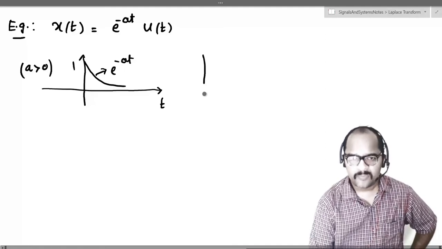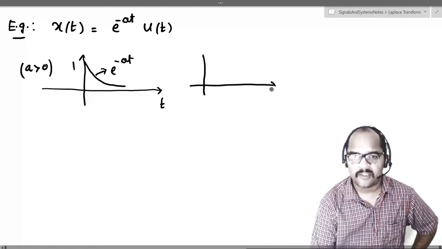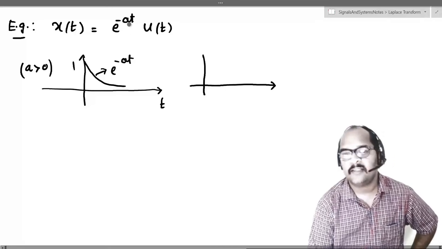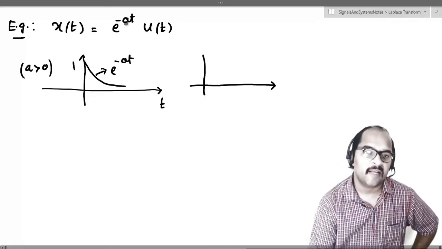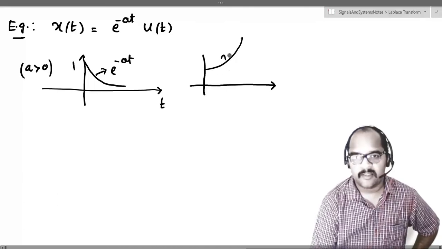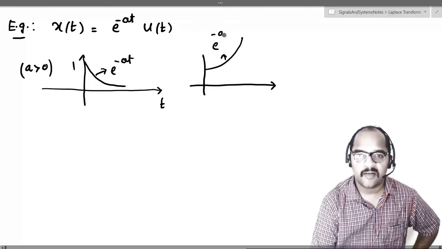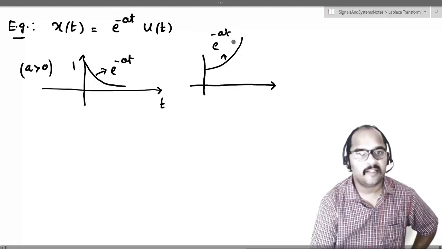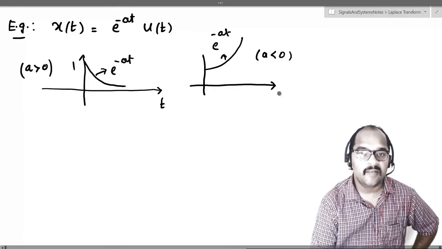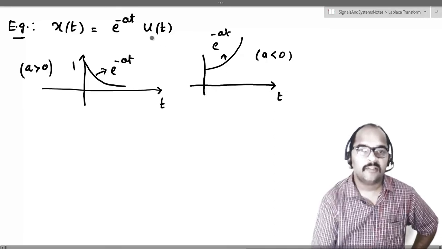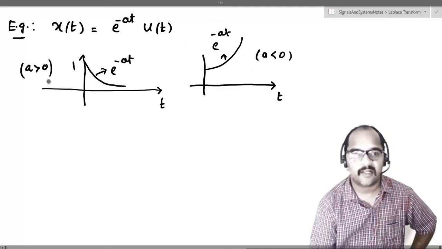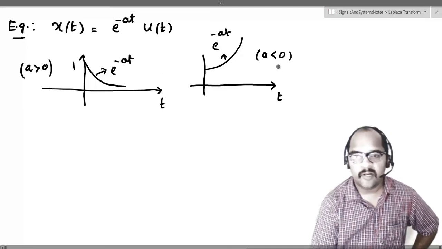Similarly, how does the plot of this function look when a is less than 0? When a is less than 0, let us say a to be minus 1, I'll get e power t. So e power t is an exponentially increasing function. What is the equation of this curve? It is again e power minus at, don't forget that. But what is the condition on a? A is less than 0. So this is the plot of e power minus at u of t for two cases. What are they? A greater than 0 and a less than 0.